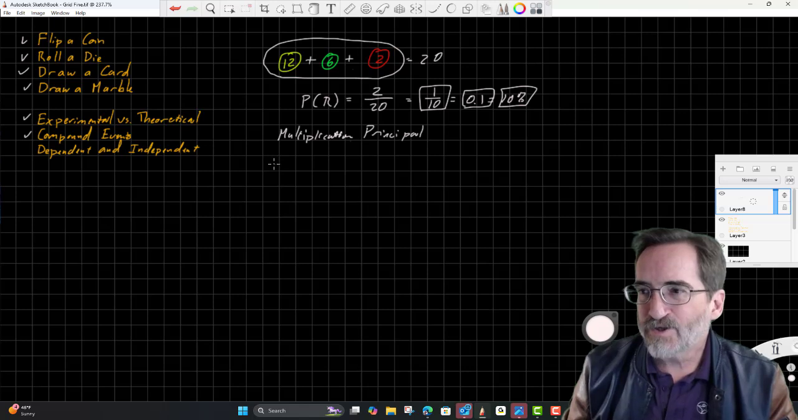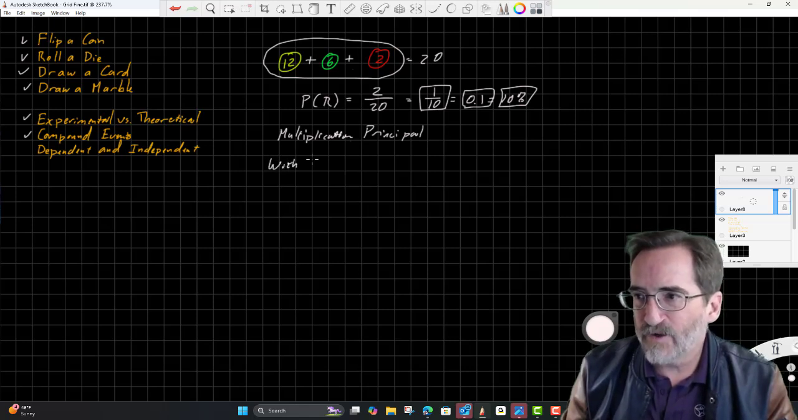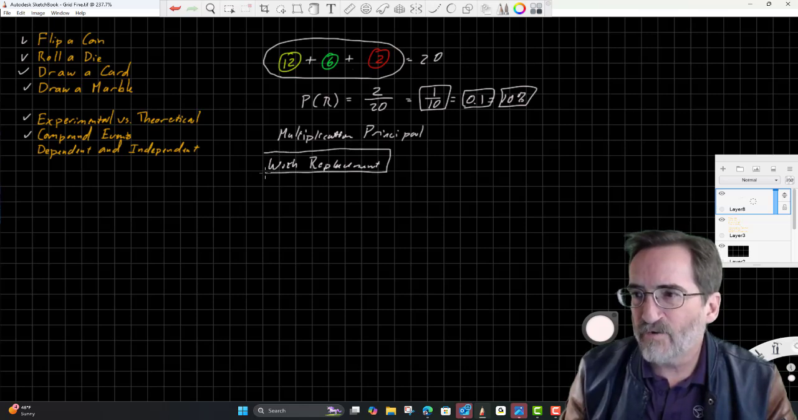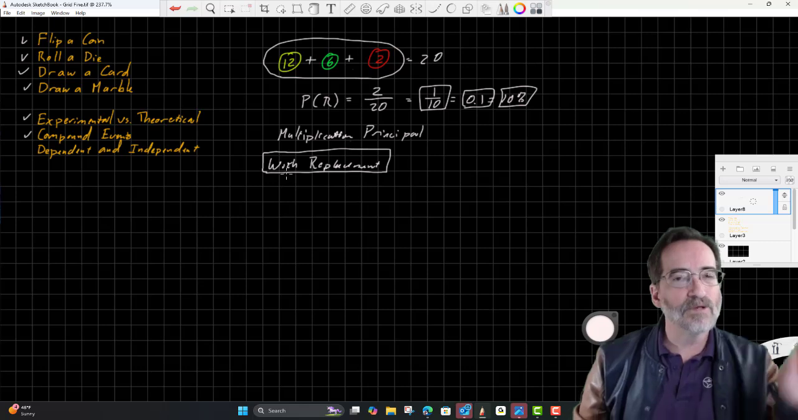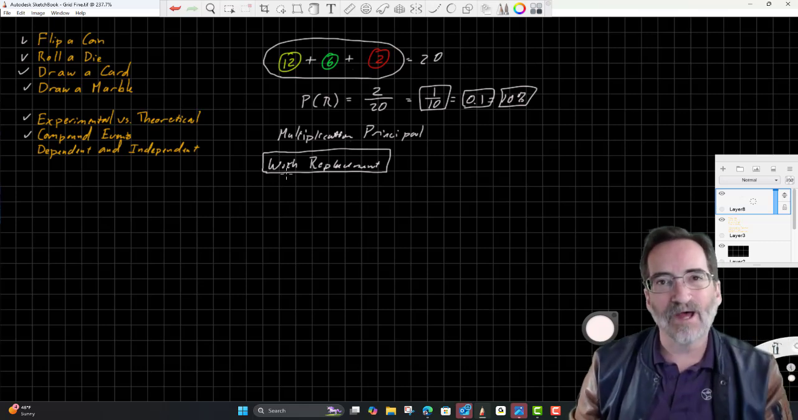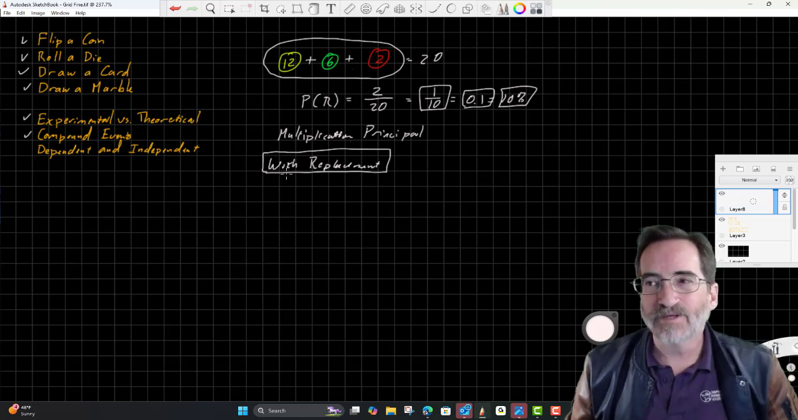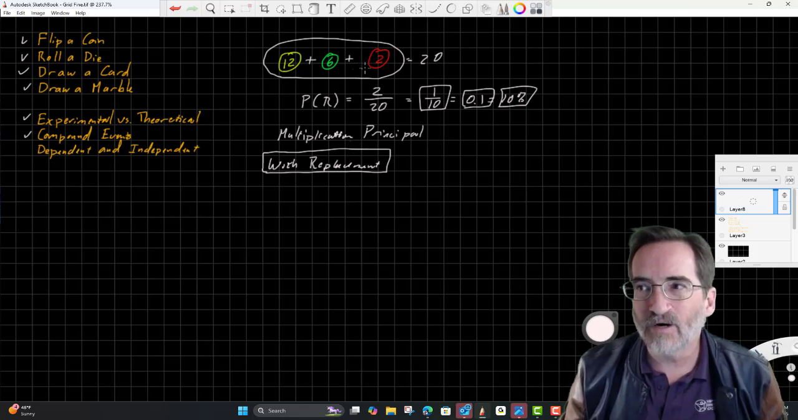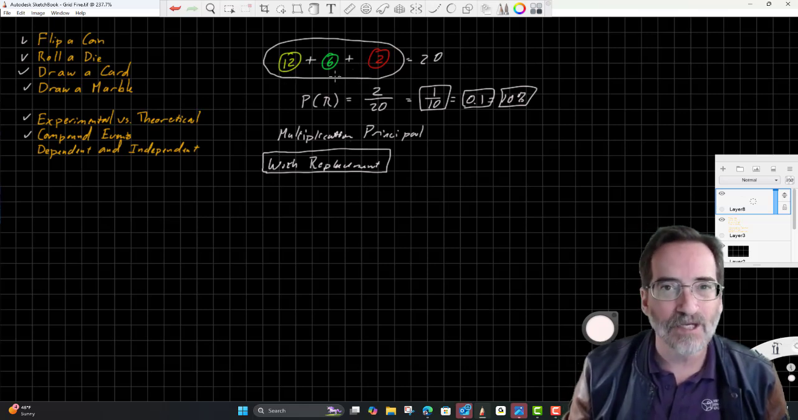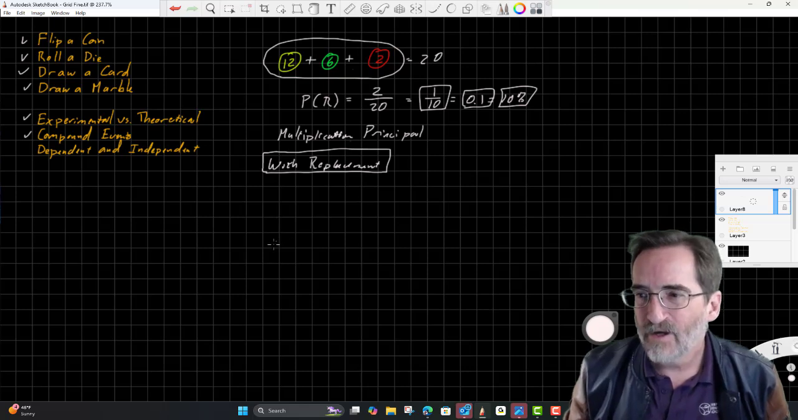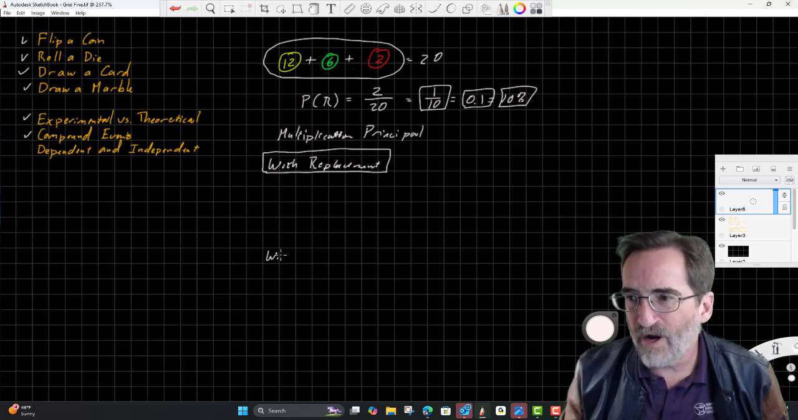Now there are 2 ways we can draw from a bag of marbles. We can draw with replacement. That means I'm going to draw from the bag, look at the marble, put it back in the bag, shake up the bag, and draw again. And so in this case, the number of marbles in the bag doesn't change because I put the marble back.